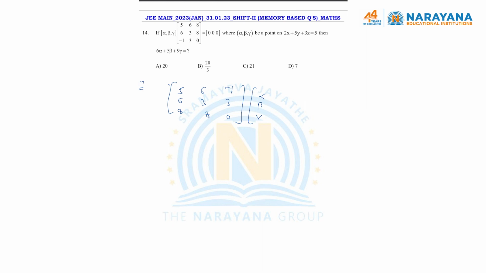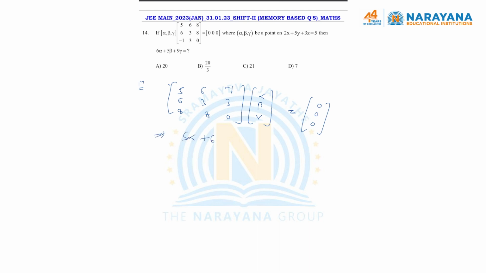And alpha, beta, gamma will become a vertical column vector, and this 0, 0, 0 also becomes a column vector. So now we recognize this is nothing but a system of 3 homogeneous equations. So obviously 2 types of solutions are there: either only the trivial solution, or a non-trivial solution, which means infinite solutions. So just multiply alpha, beta, gamma here. What will you get?